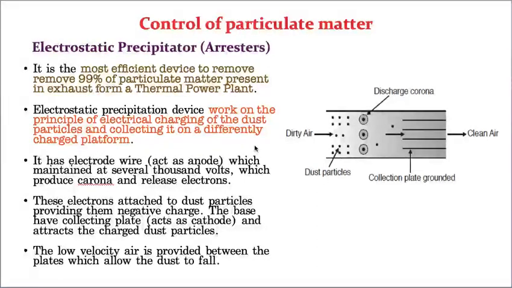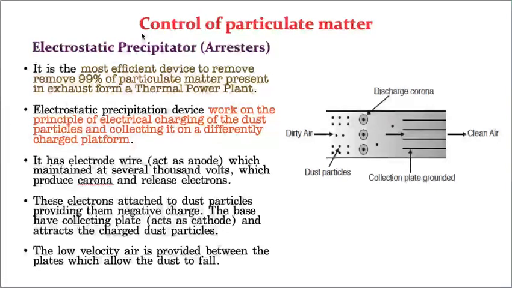So let us start. The first topic is control of particulate matter. For that, the first method used is the electrostatic precipitator. Very simply, you can call it an arrestor. The electrostatic precipitator is a very efficient device which removes 99% of the particulate matter released in thermal power plants. By this sentence alone, you can understand how efficient this device is.